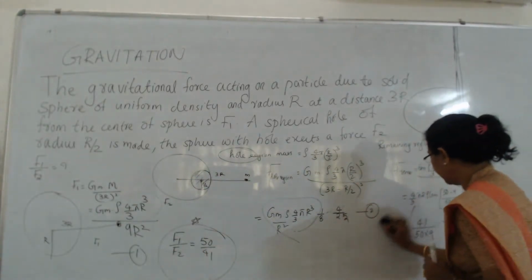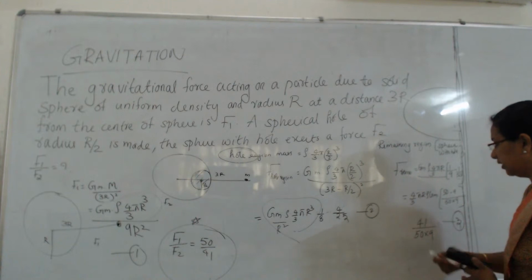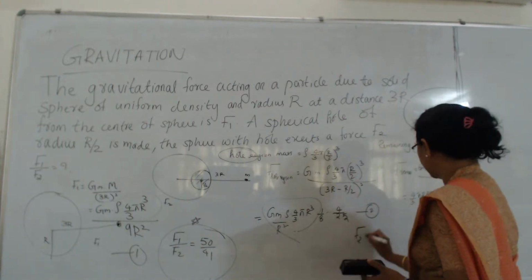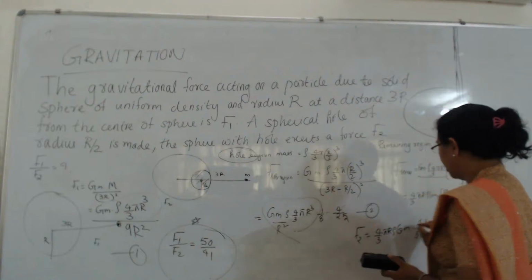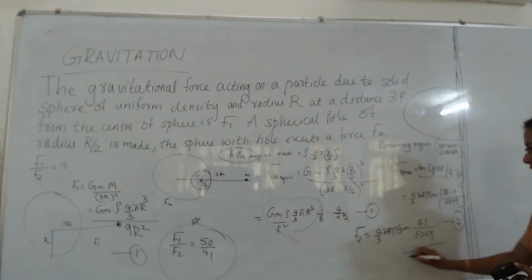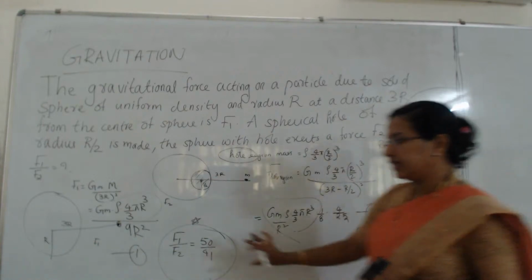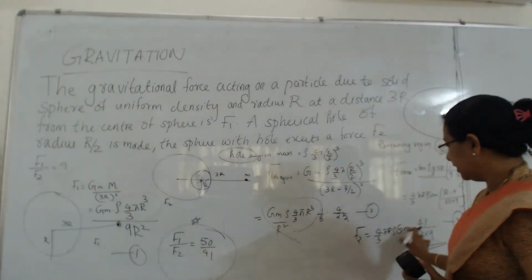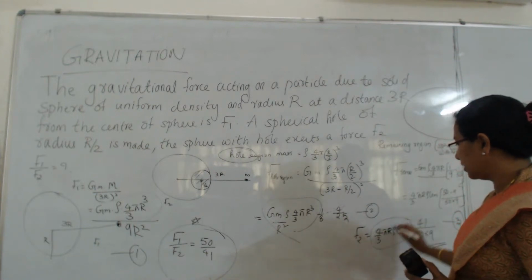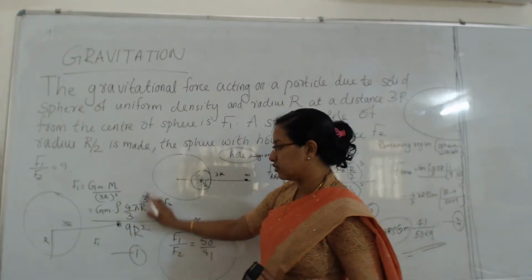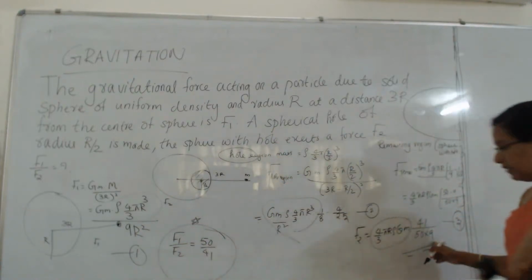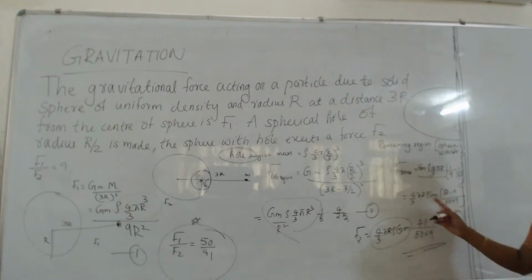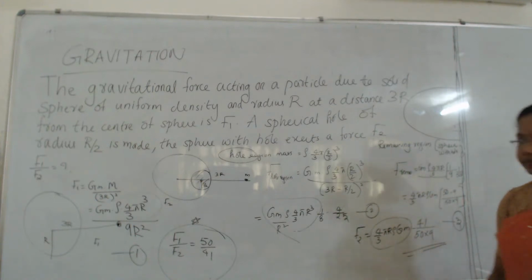You can just write this full term, otherwise you can get confused. F2 is equal to 4 by 3 pi R rho G M into 41 into 50 by 9. This is your F2. They are asking the ratio. When you take the ratio, this full term is constant. R square and R will be cancelled, here will also be R, and the rest will be only 1 by 3. That 9 will get cancelled with this 9, it will go up and we get 50 by 9.